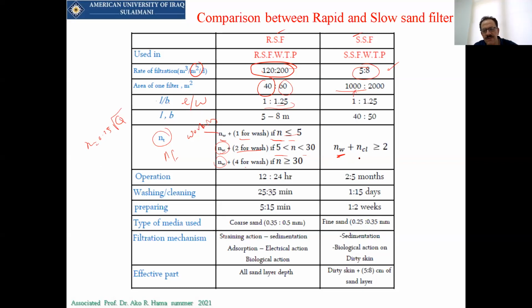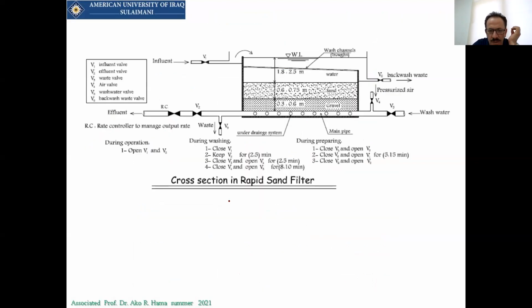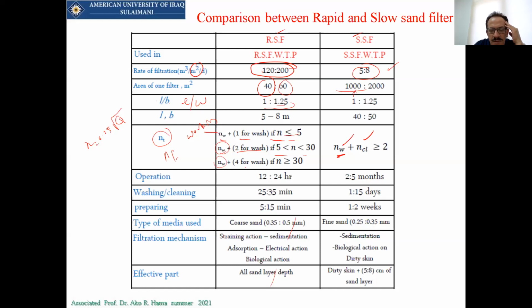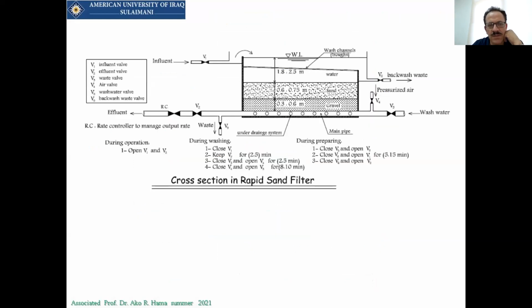While for the slow sand filter, usually the working and the cleaning filters should be more than 2 all of it. The others, you do not want them in the design process, but these are all important numbers we should take care about. This is a cross-sectional area of the filter.